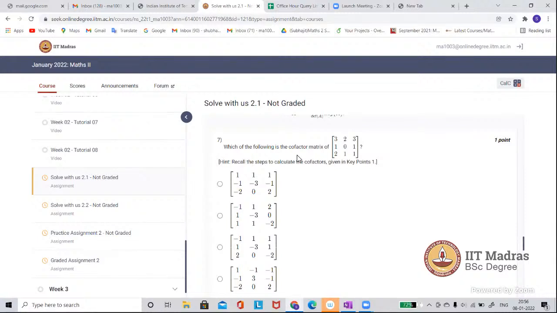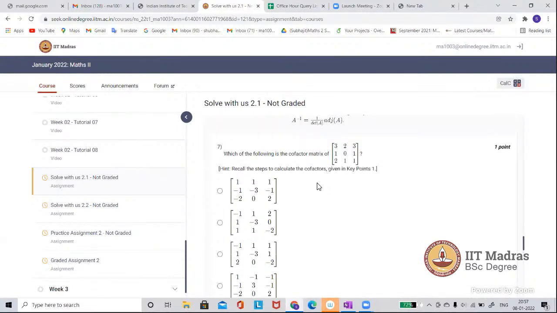So I'm getting -3 here. Sir, solve with us, sorry. So this is maybe a calculation mistake. Can you check once again? What is the first cofactor? I mean, sir, -3, -1? What? -3?